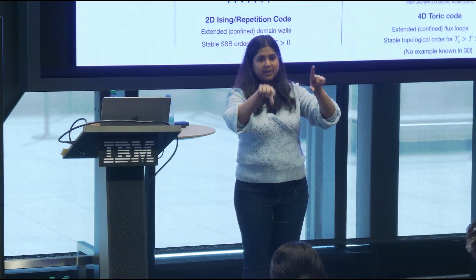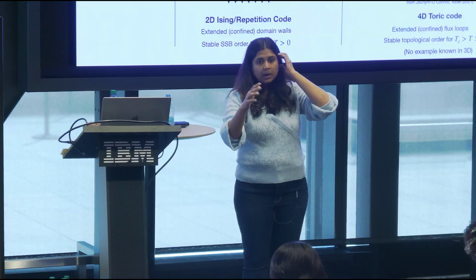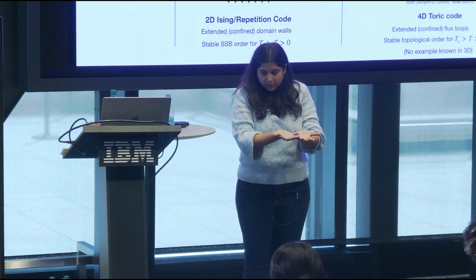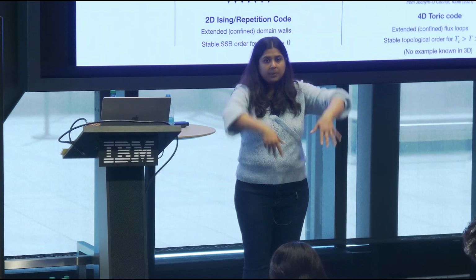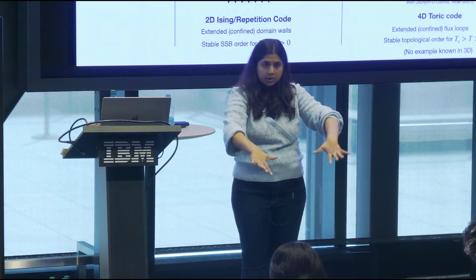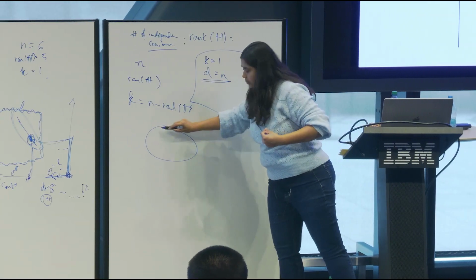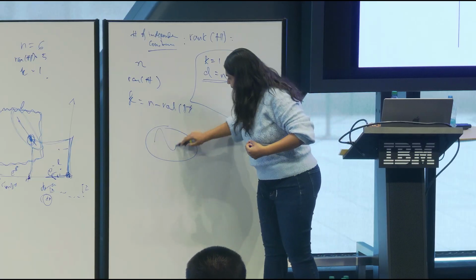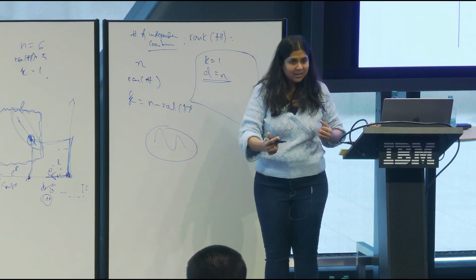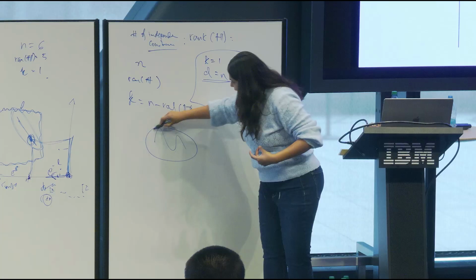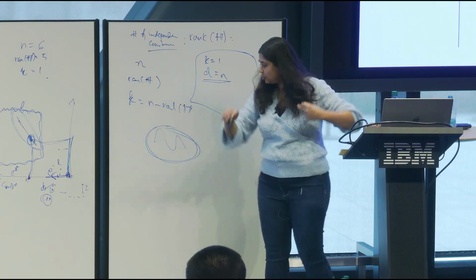So you have plaquette terms, but now they live in 3D. And what it looks like is you have a membrane operator. The membrane can fluctuate as much as you want. And the edge of the membrane is a flux loop. Okay? But it's the membrane which is the analog of the logical. And the flux loop is the excitation, which is the analog of your two charges.